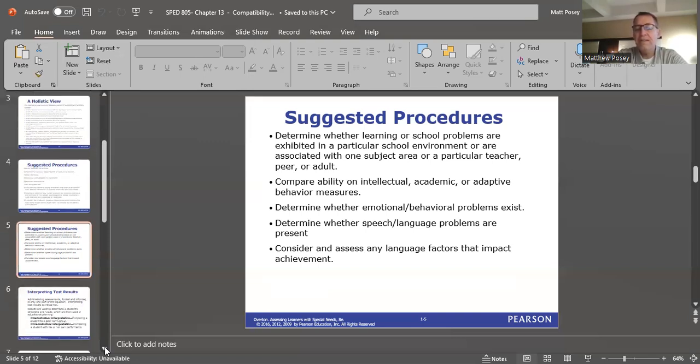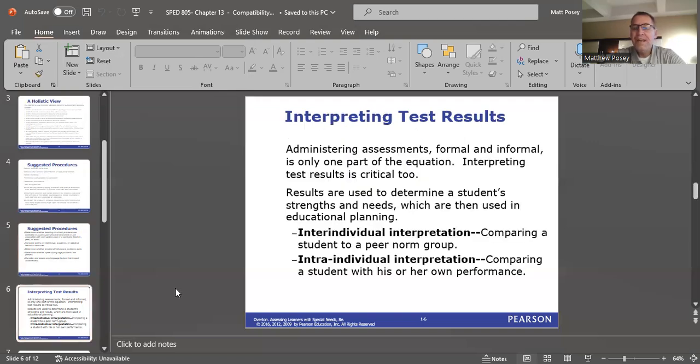So again, a lot of the information in these suggested procedures are facts, talking points, and information that we brought up in class through the semester in the various modules that we covered for each week. So when we look at interpreting test results, we look at administering formal and informal assessments, which we've talked about.